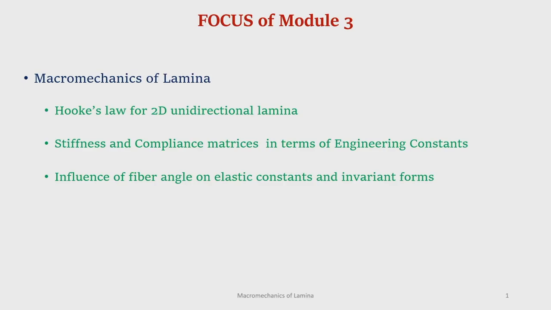So, in macromechanics of lamina, basically we will discuss first the Hooke's law for two-dimensional unidirectional lamina. We understood that lamina could be unidirectional, lamina could be bidirectional, okay. Here we will try to understand the Hooke's law, that means the stress strain relationship for a unidirectional lamina. Then we will try to develop the stiffness and compliance matrix for a lamina. And then we will see how the stiffness and compliance matrix elements are related to the measurable engineering constants. This we also did in our last lecture, where in general for an orthotropic material we understood how these 9 independent elastic constants are related to the measurable engineering constants. Here we will specifically look at it for a lamina, okay.